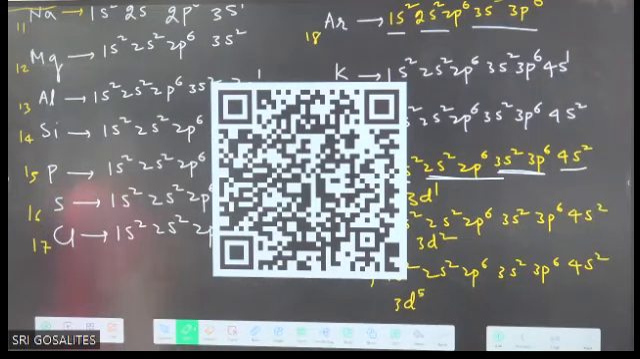Electronic configuration, you have already learned about it, and this will definitely help in tomorrow's lecture, right?